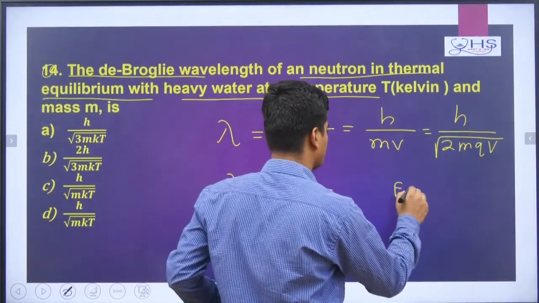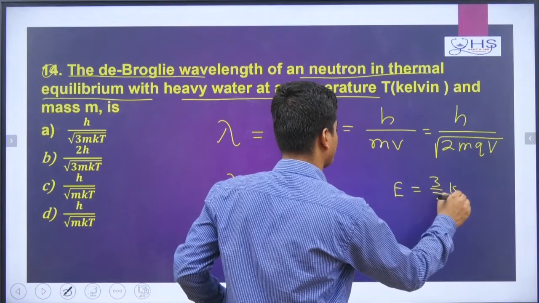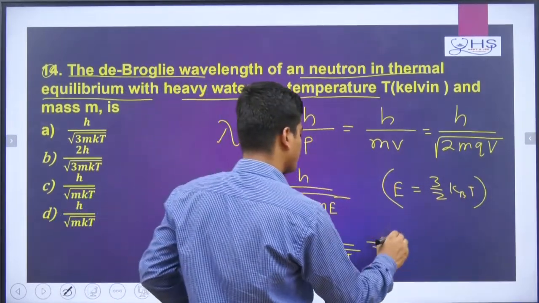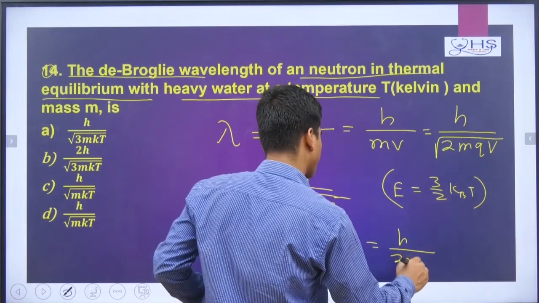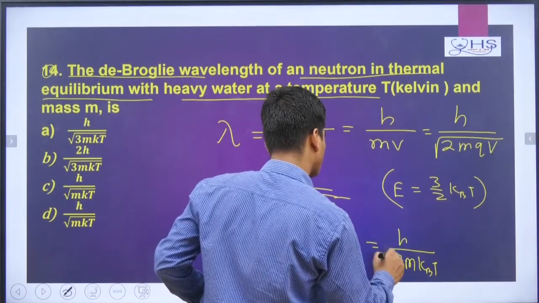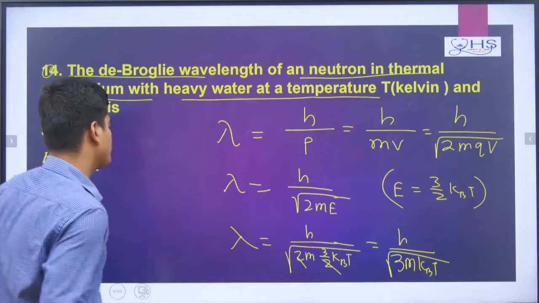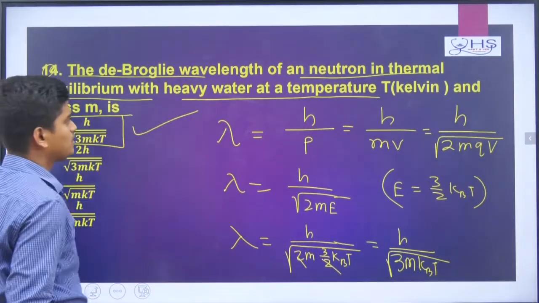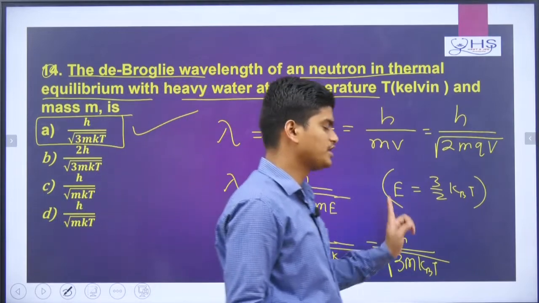So E equals how much you are taking? 3 by 2 kBT. Now here this 2 gets cancelled. So how much are you getting? h by root under 3m kBT. So this is your wavelength lambda. So here option A is exactly matching, that h by root under 3m kBT.